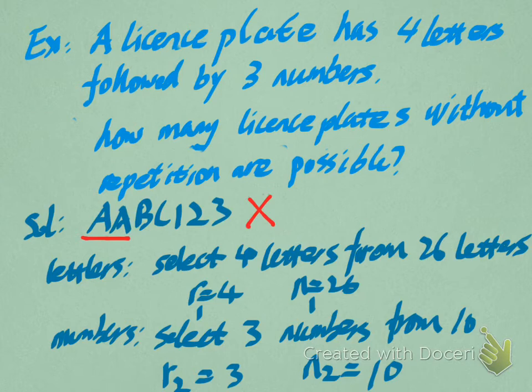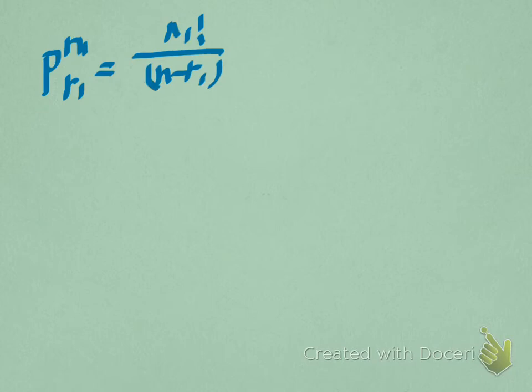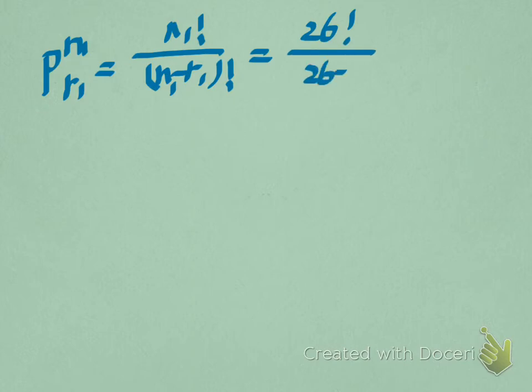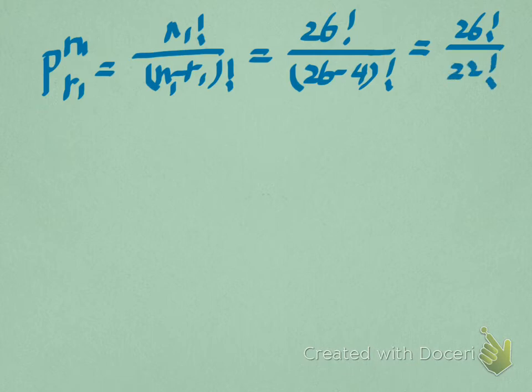This experiment combines two cases: one for letters and the other for numbers. For each of them, this is a permutation of subsets, so we should use our formula to compute this. Let me write the formula here. For the first one, P(N1, R1), by our formula it is N1 factorial over (N1 minus R1) factorial. This is for letters, so we have 26 factorial divided by (26 minus 4) factorial. So our answer is 26 factorial over 22 factorial.